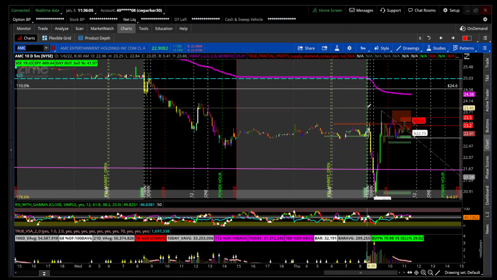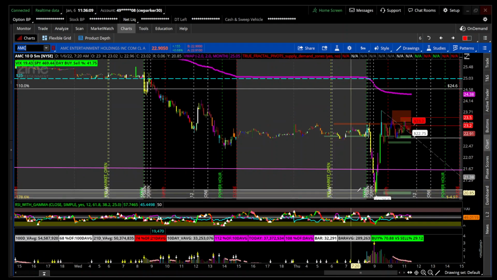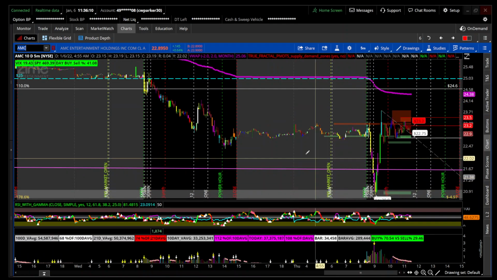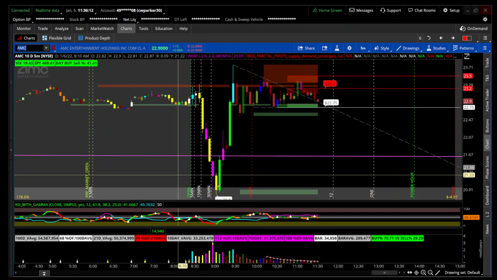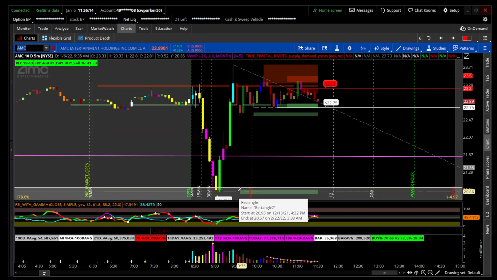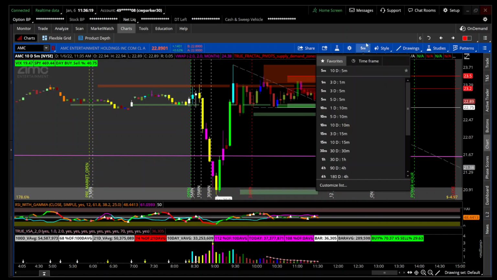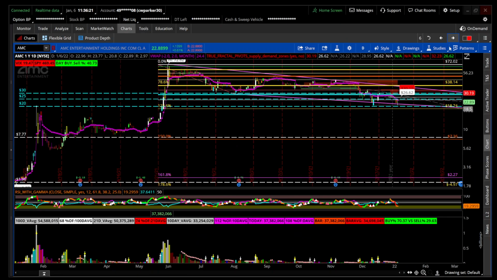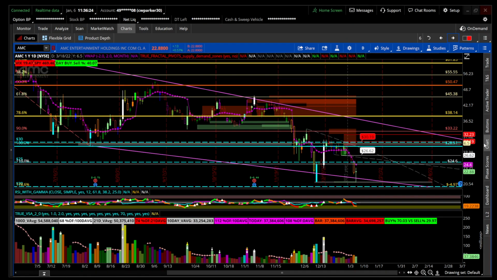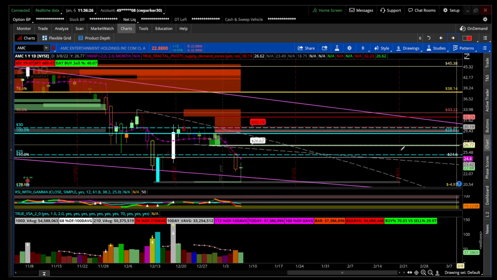I thought I drew those. Oh, I did draw those boxes. So this is a box that I drew from the daily support, supply and demand. It found it also on this 5-minute chart, which I really should have made a 15-minute chart, but we're going to go to the daily and find where it made it.